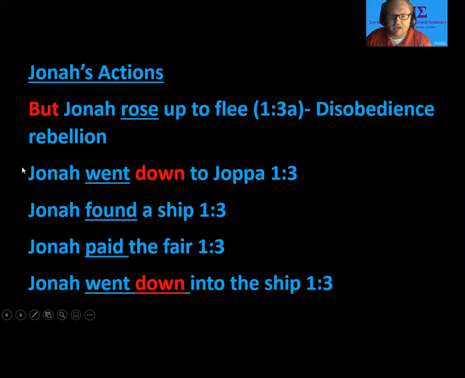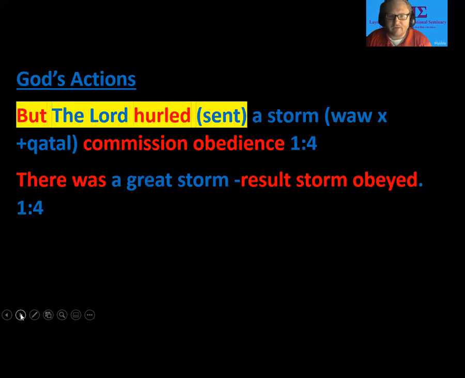So Jonah goes down to Joppa. Jonah found a ship. Jonah paid the fare. Jonah went down into the ship. So he's going downhill, basically. All right. Now, God's actions, again, this is what we were just talking about. But the Lord hurled or sent a storm, and that's indicated by the x-qatal we just mentioned. So in a way, the storm is being commissioned and the storm is obeying, because the result clause shows that. And right here, there was a great storm.